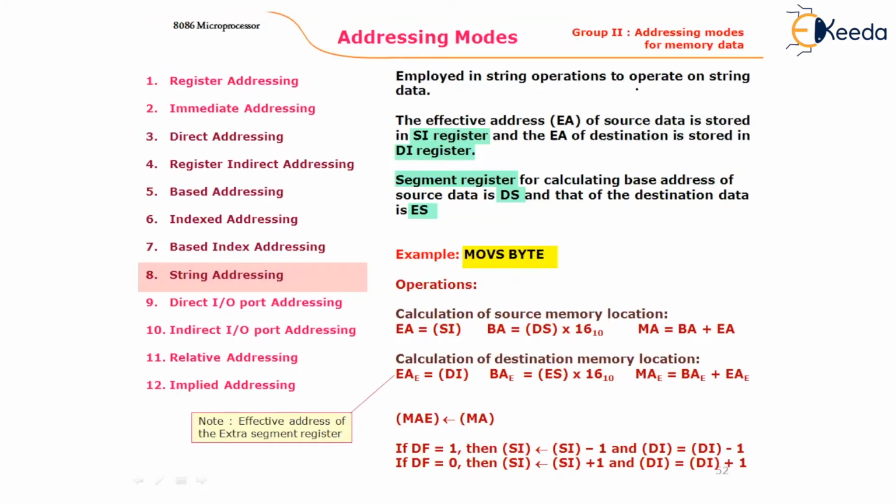String operations operate on string data. The effective address EA of the source data is stored in the SI register and the EA of the destination is stored in the DI register. The segment register for calculating the base address of the source data is the data segment, and that of the destination data is the extra segment. That is what we discussed. This is exactly going to depict the operation that I have shown you a short while ago in order to calculate the effective address.